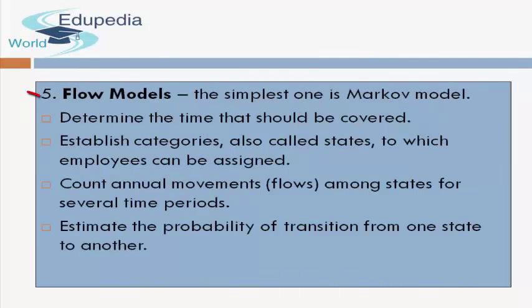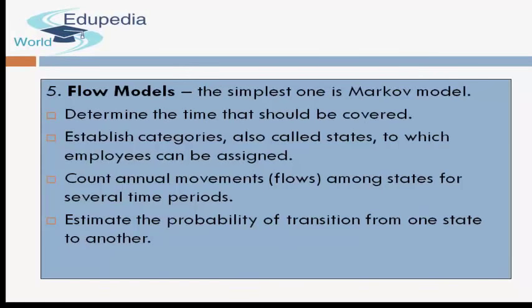Then come flow models. The simplest flow model is the Markov model, which determines the time that should be covered. It establishes categories, also called states, to which employees can be assigned. So what actually is being done is that the entire work is analyzed to see how much time would be required to do that particular work, and categories, also called states, are established to which employees can be assigned. So in every category of work, there are some people who are assigned, and these categories are called states.